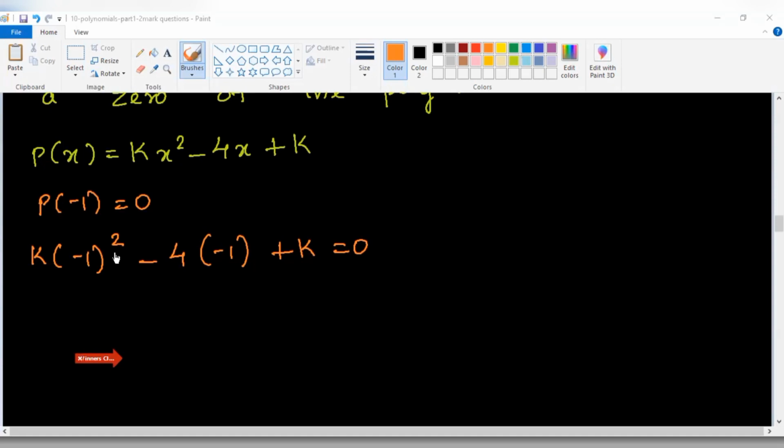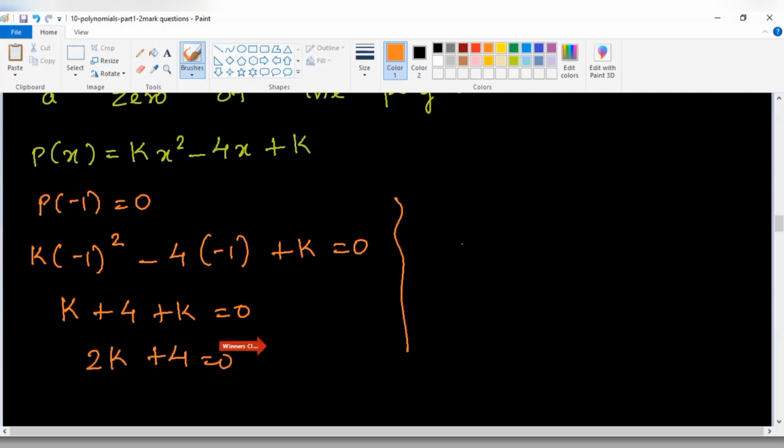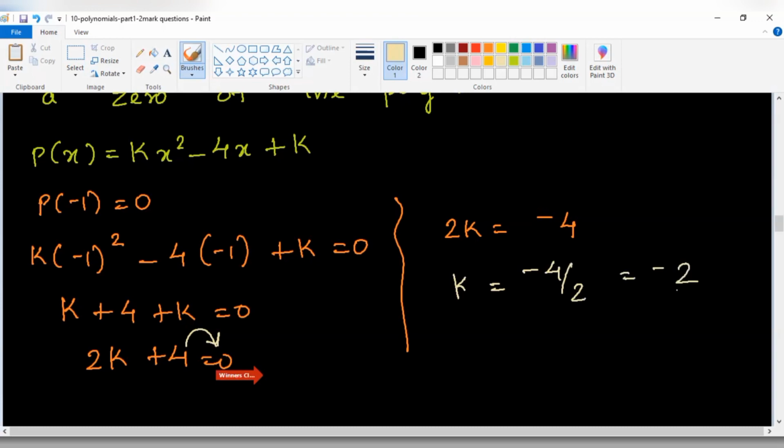Okay, so minus 1 the whole square is 1, so it is k plus 4 plus k equal to 0, because minus minus, see, two negatives together is positive. So k plus 4 plus k is equal to 0. k plus k is 2k plus 4 equal to 0. That means 2k is equal to minus 4, because we have to take this 4 to the other side. Positive 4 became negative 4 on the other side, so k is equal to minus 4 by 2, that is minus 2.